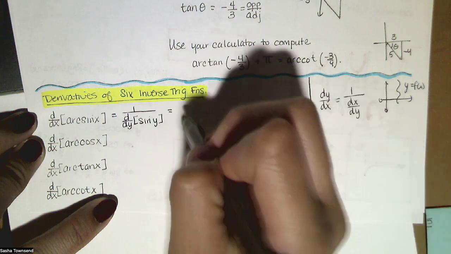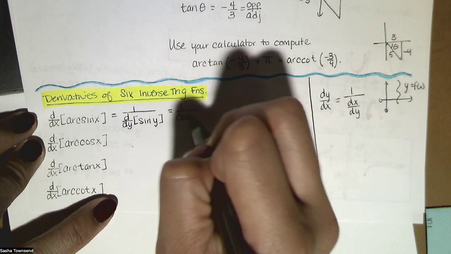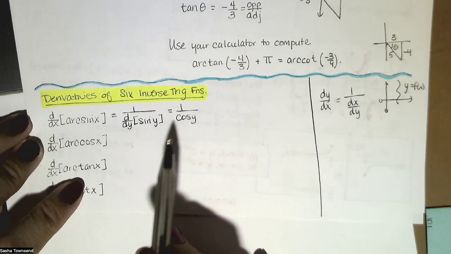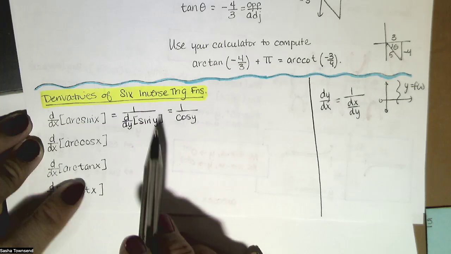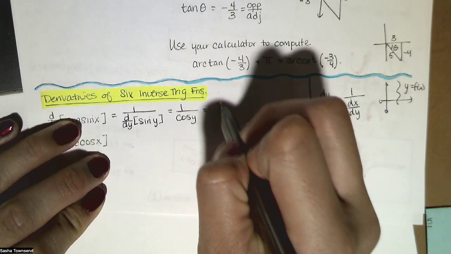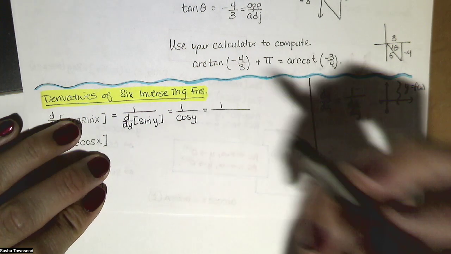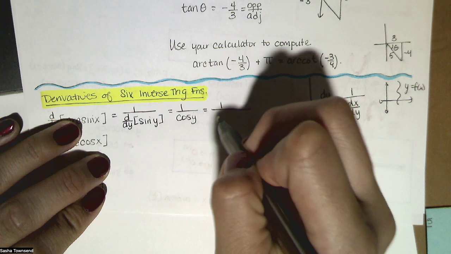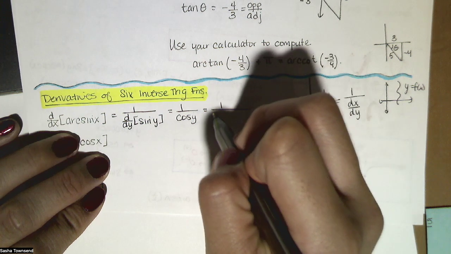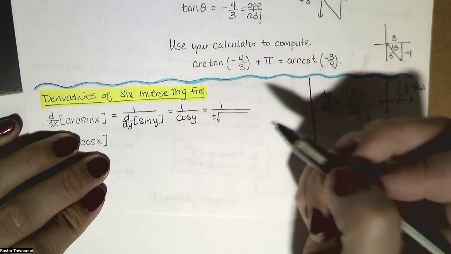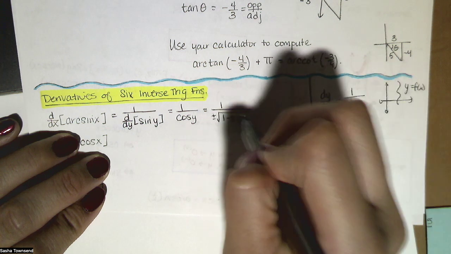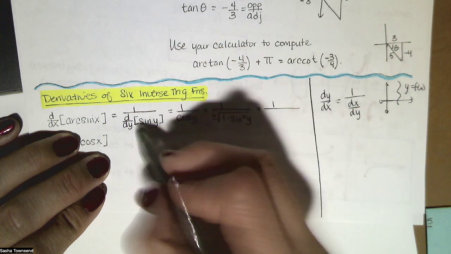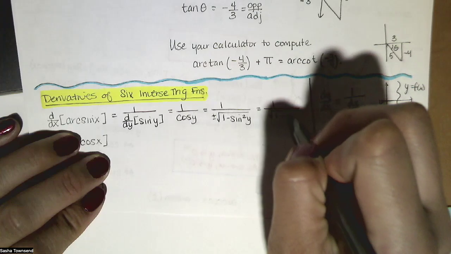You say, well, what's the derivative of sine of y with respect to y? Well, it's just cosine of y. Okay, well, I'd like my answer in terms of x, not cosine. How can I get everything in terms of x? Well, remember, x is actually equal to sine of y, and cosine and sine are related by the equation sine squared plus cosine squared equals 1. So I can rewrite this cosine of y as plus or minus the square root of 1 minus sine squared y. And sine of y is x, so this is 1 minus x squared.